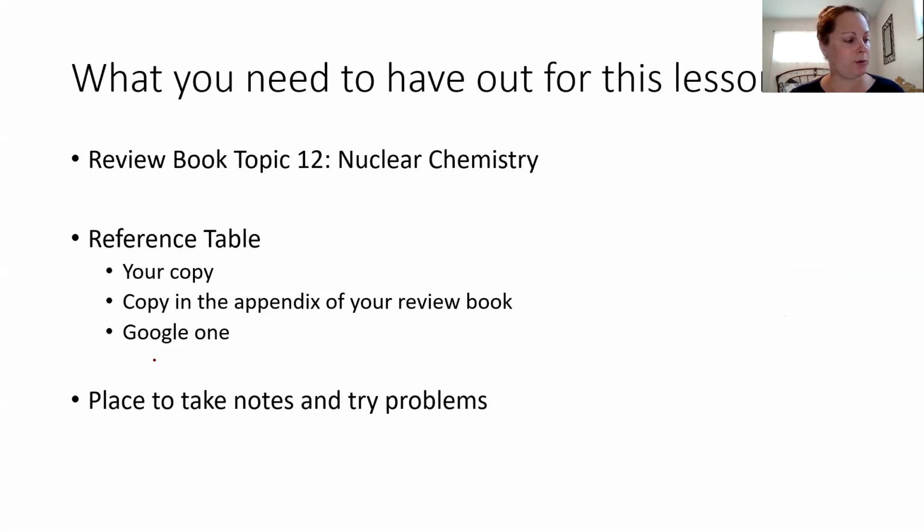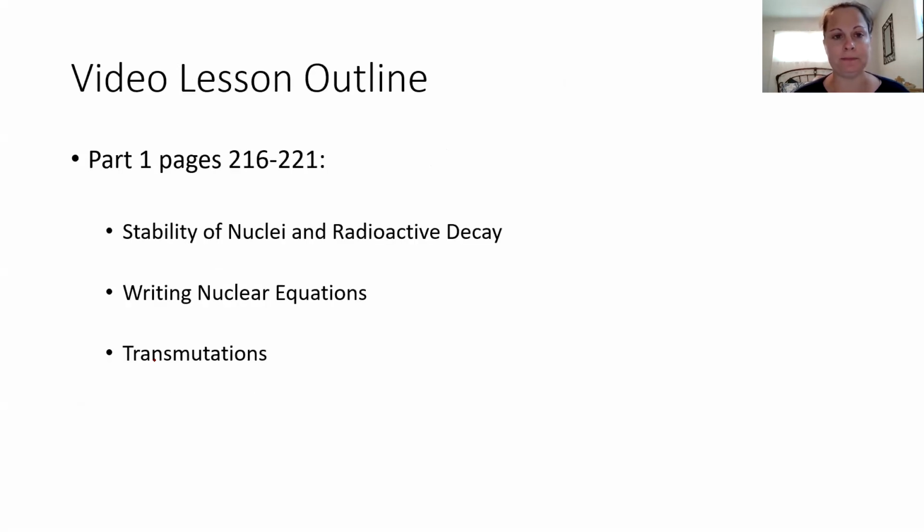So before we get into this week's lesson, you need a few things out. If you don't have these things ready to go, pause the video and grab them. You need your review book open to topic 12, nuclear chemistry. You need access to a reference table of some kind, either your copy, there's one in the appendix of your review book, or you can Google one. And it's recommended that you take notes and try some of the practice problems with me as I go through them. So if you need to grab any of those, pause the video and then come back.